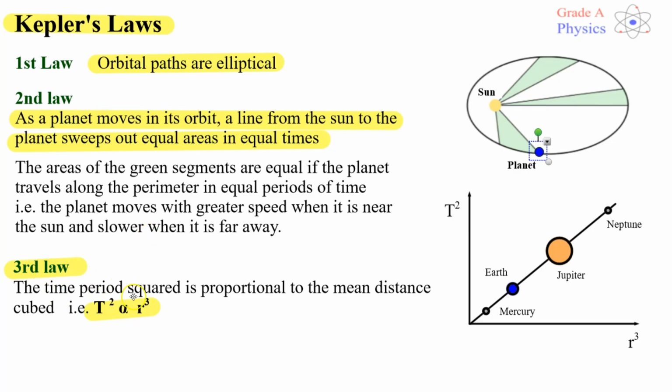The third law, and this is the one we're going to focus on, is that the time period squared is proportional to the mean distance cubed. So we can write this as T squared is proportional to r cubed. What that means is, if we look at all the planets in the solar system, I've just got 4 here, and we consider their time period squared and their distance from the center of the sun cubed, then we get a proportional relationship. That's a straight line through the origin.